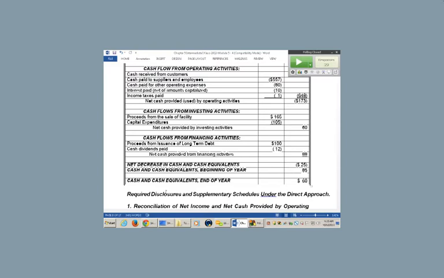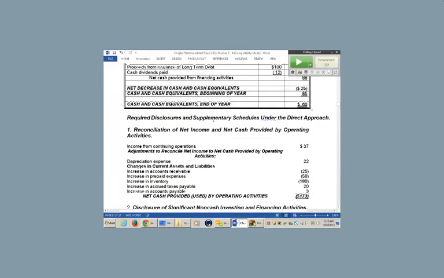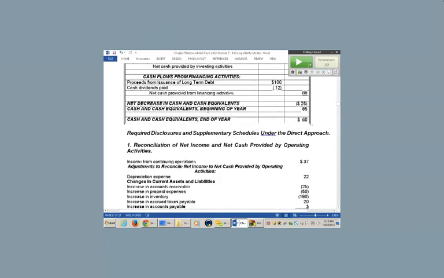Now, as I said, what we do in intermediate, which is a little bit different than in intro, is we spend more time on disclosures. And these are, if we look at the disclosures for the direct method, all right, there are three. The first one is the reconciliation.